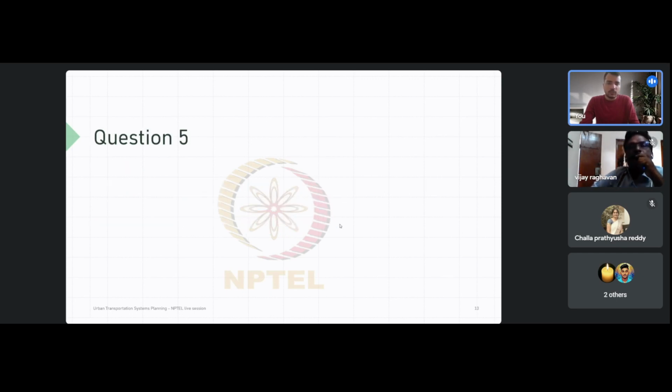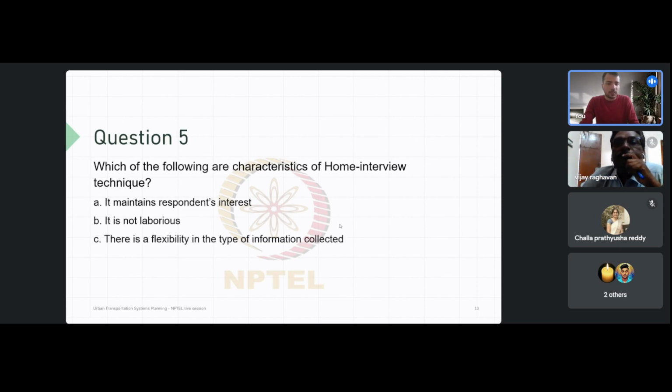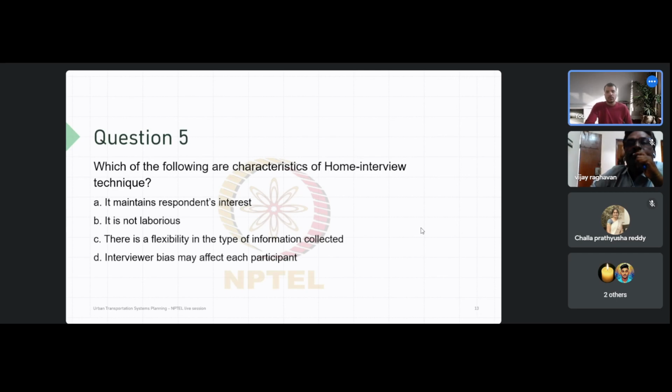So moving on to question number 5. Which of the following are characteristics of the home interview technique? It maintains respondents' interest. It is not laborious. There is flexibility in the type of information collected, and interviewer bias may affect each participant. Can I have some response for this? I'll give a hint: more than one option is correct here.